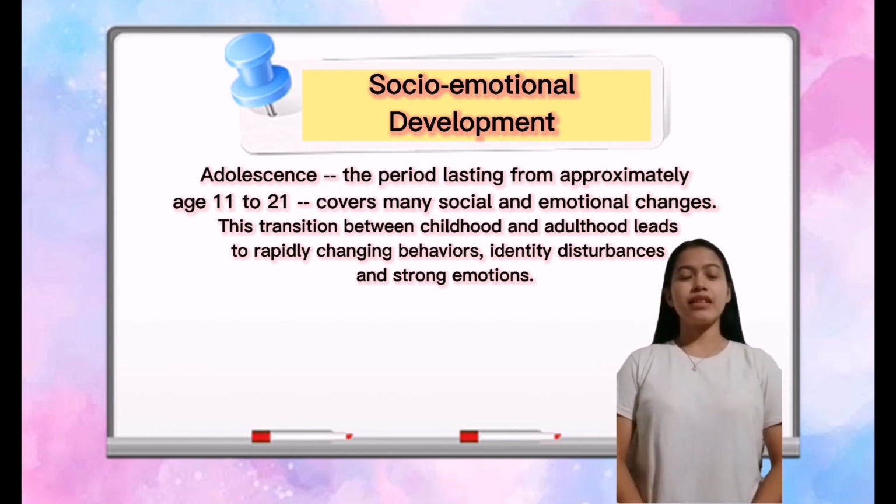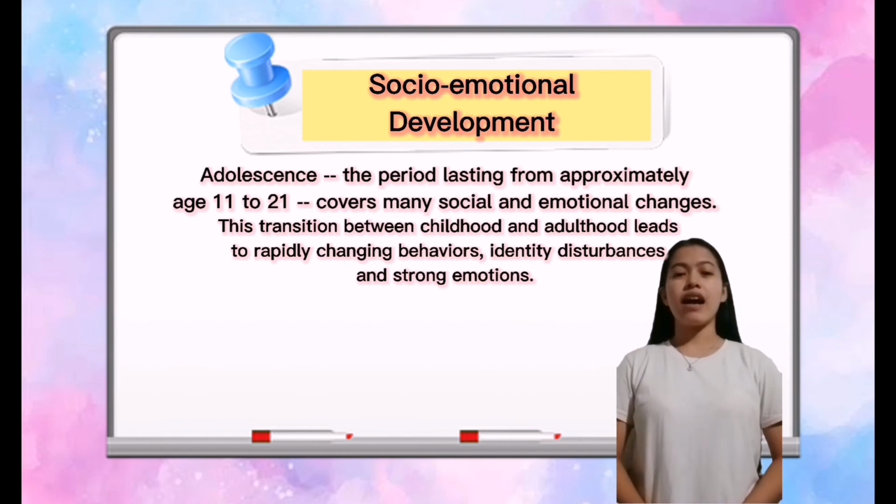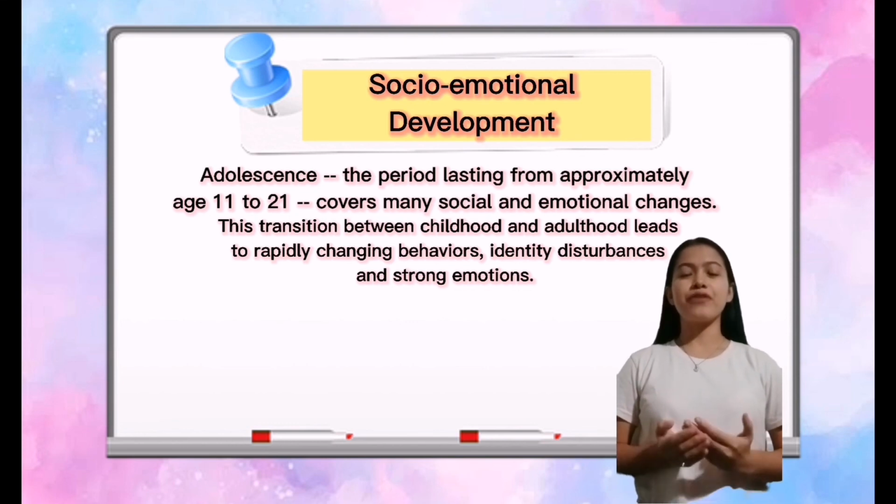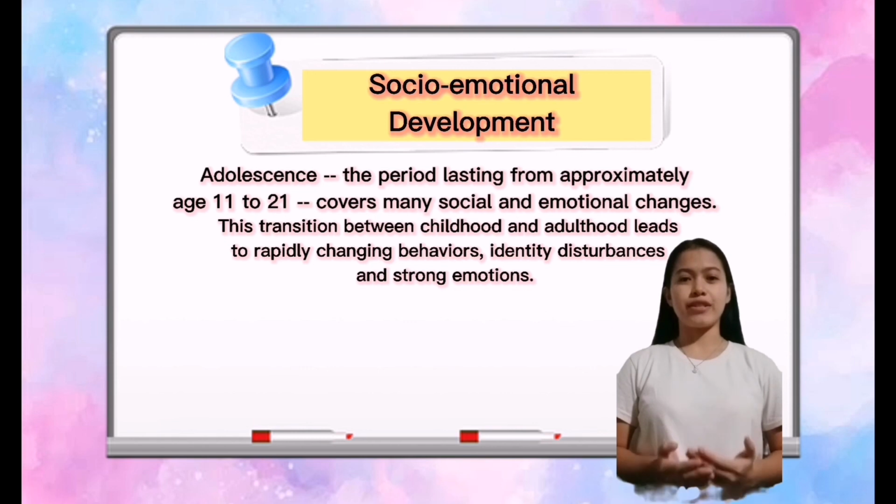Examples: changing emotions. Adolescents can shift moods rapidly, vacillating between happiness and distress, and self-confidence and worry. Some of these mood changes stem from biological sources.